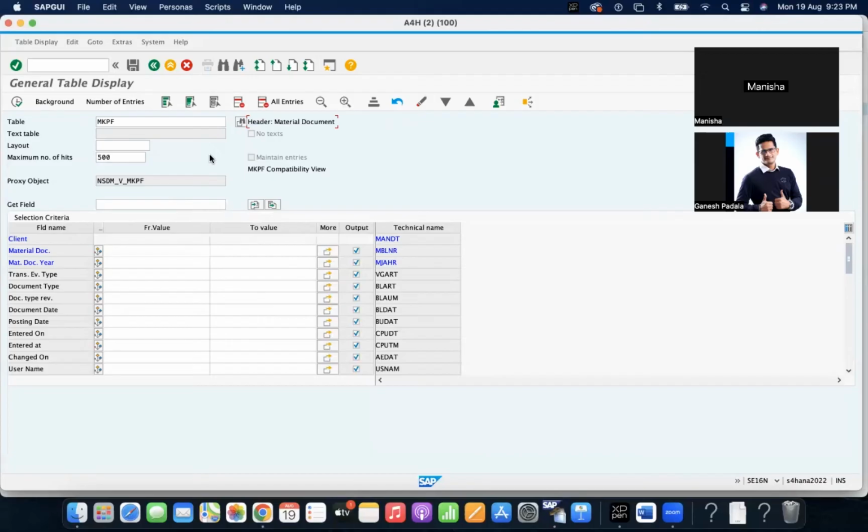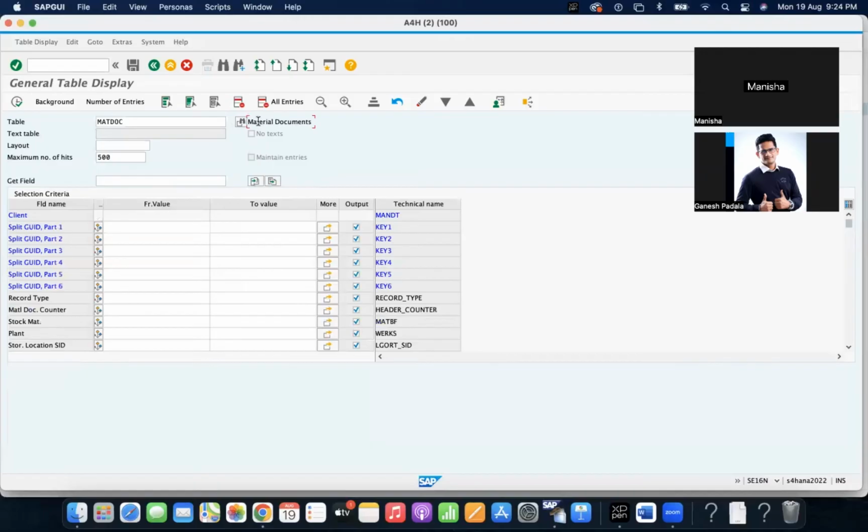Whenever you do any kind of goods receipt, transfer posting, goods issue, anything, the system will create a material document. That header information, like material document number, year, posting date, who entered, will be stored in MKPF. MSEG will store the material, movement type, quantity information. These are replaced with MATDOC. Yes. So whatever differences you are giving are about the material document, but not the material.